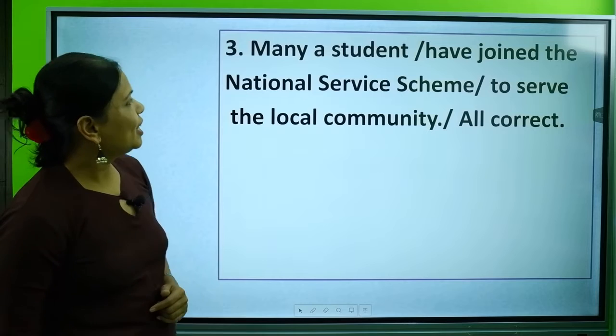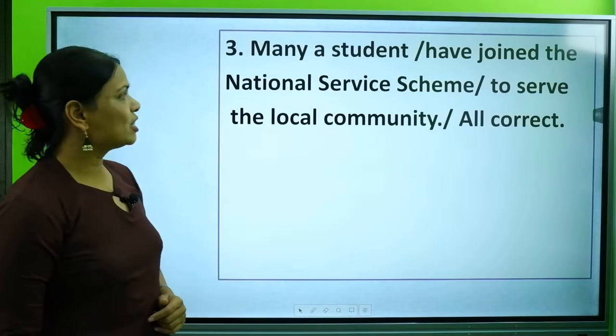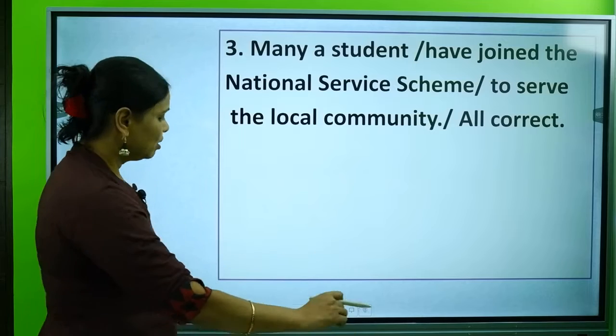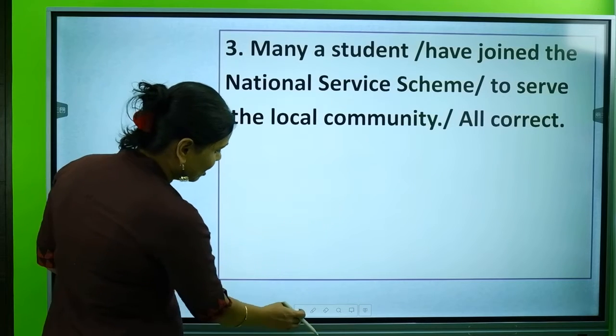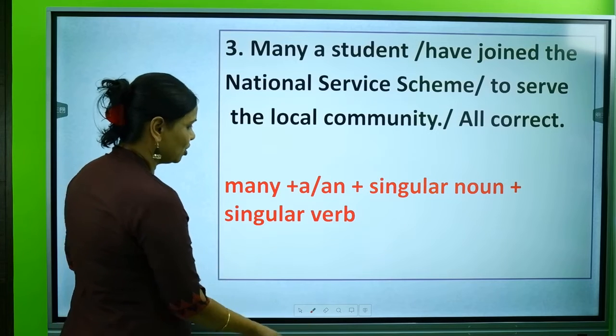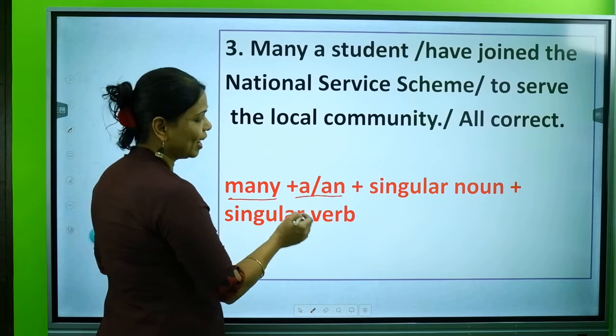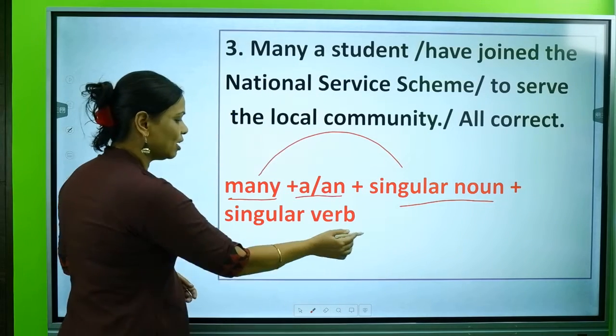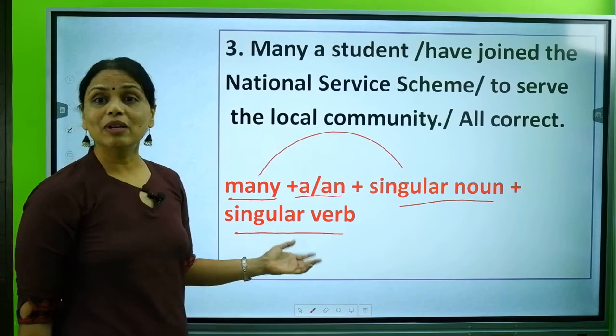Number 3. Many a student have joined the national service scheme to serve the local community. All correct. Now here we need to look at a specific structure. There is a structure, many a or an, which is followed by a singular noun, and definitely a singular noun is followed by a singular verb.